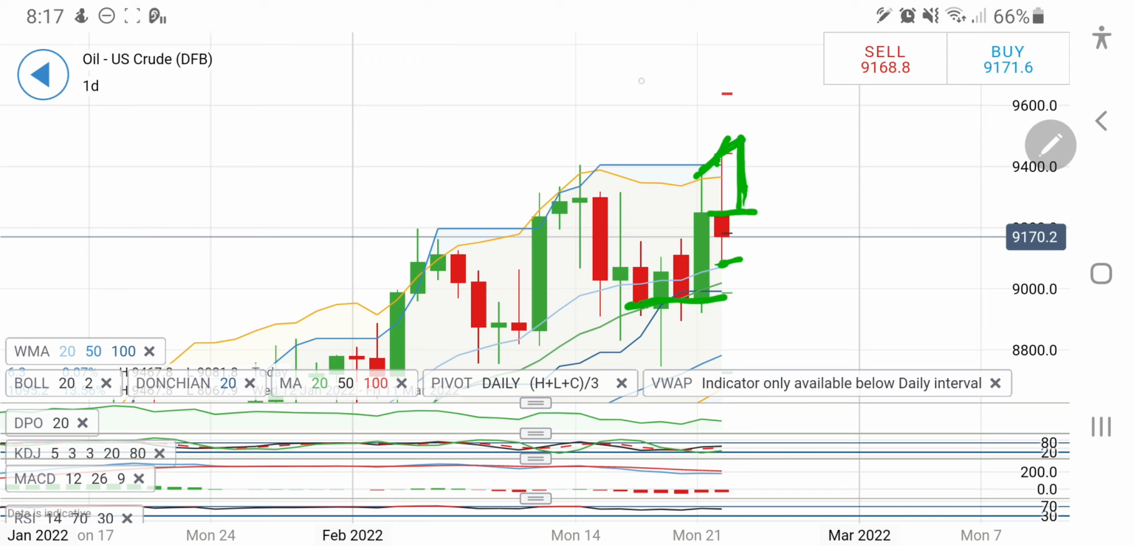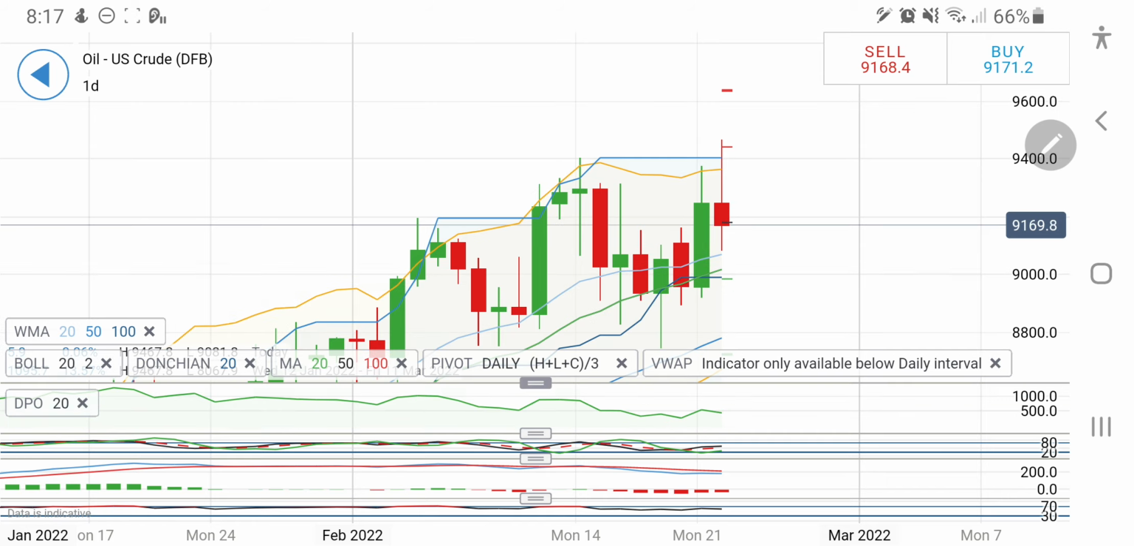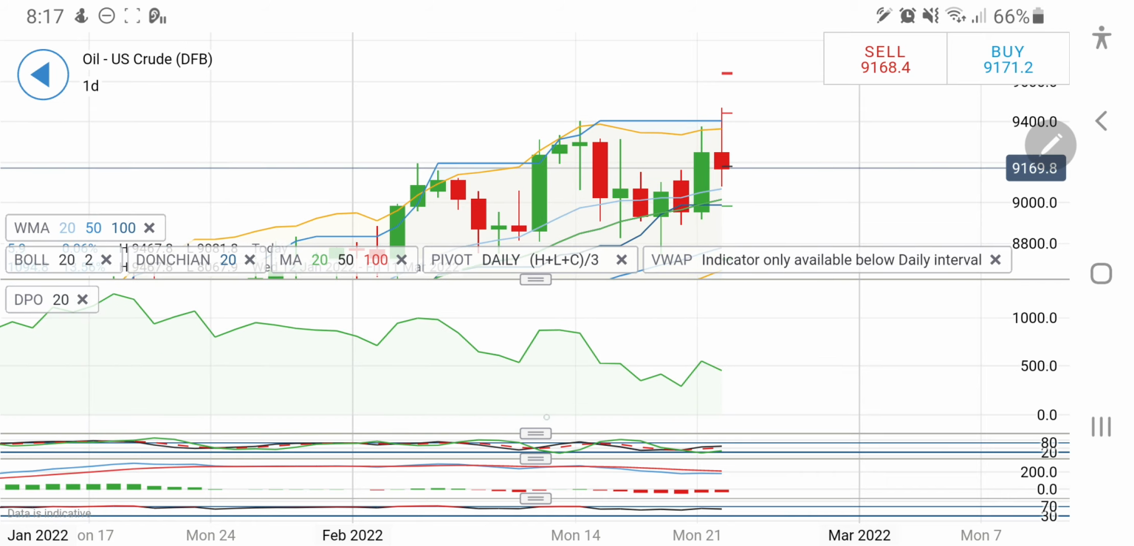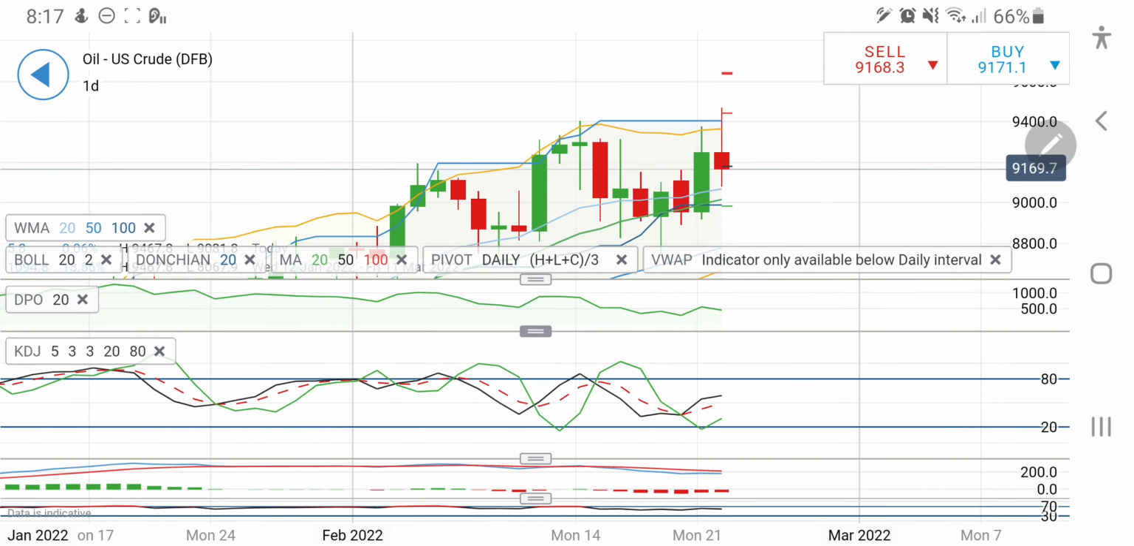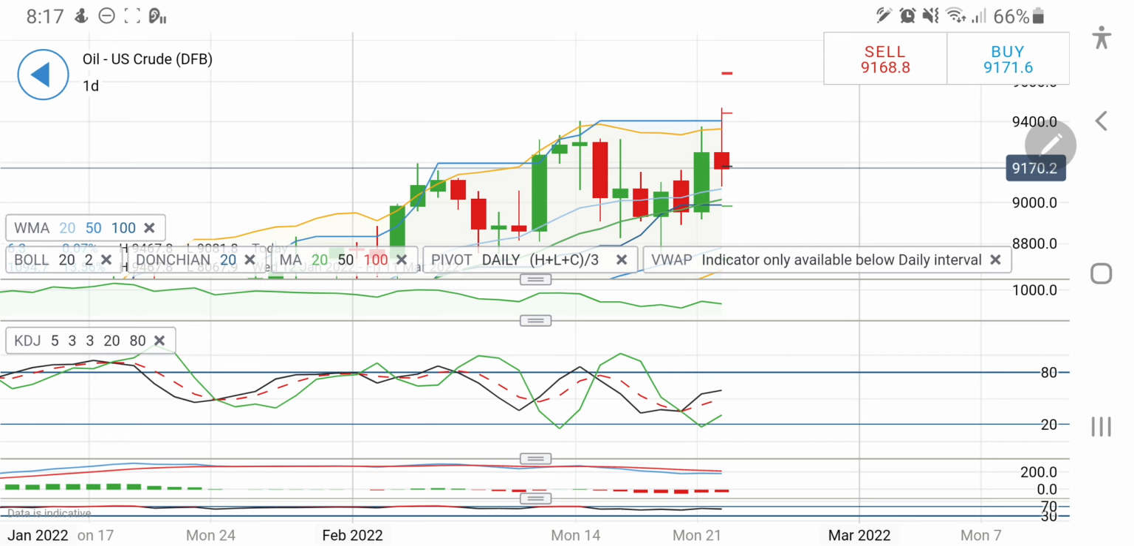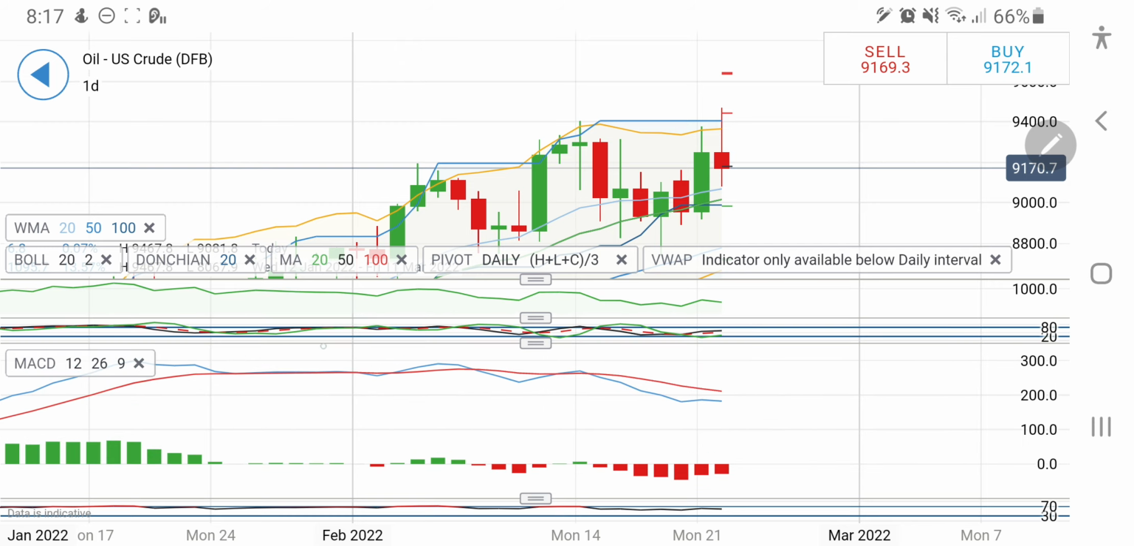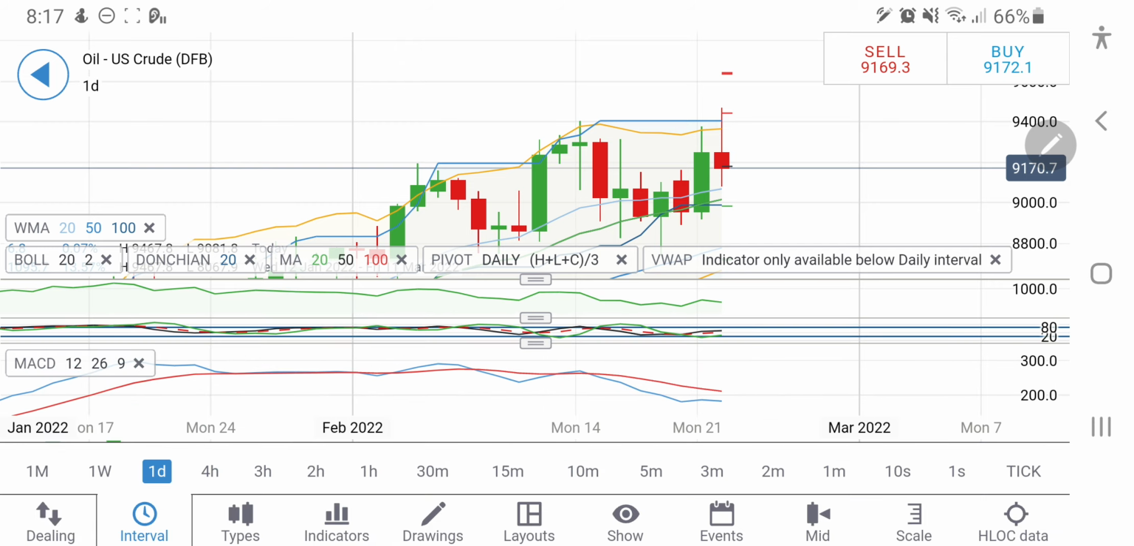So take a long entry only above 9250, take a short entry below 9100, where you can expect 9000 and 8950 levels again. Now 9000 levels are going to give it a very strong support this time. I don't expect it to break 9000 levels. That is the 20 period moving average, which is trying to provide a little resistance. The stochastic is comfortable and MACD are on the sell side.